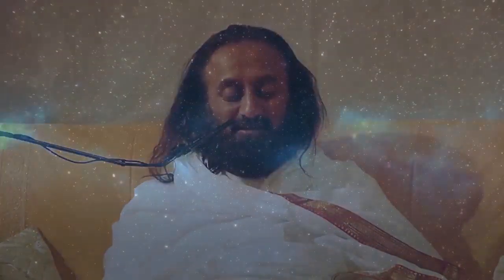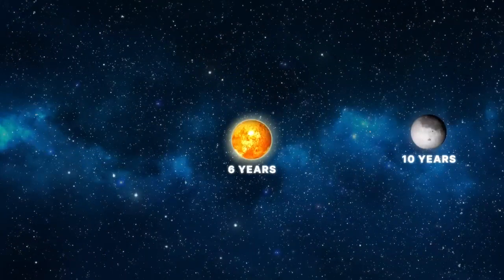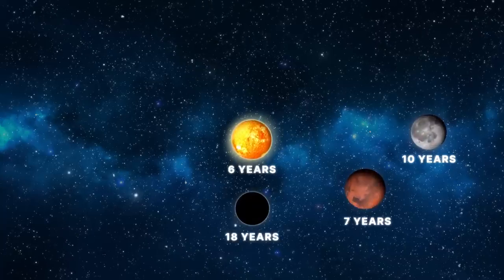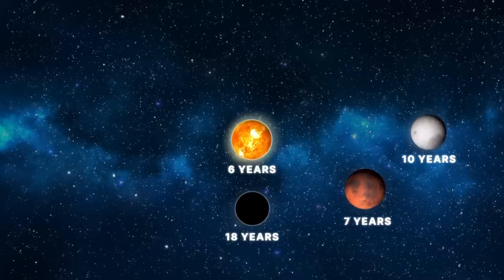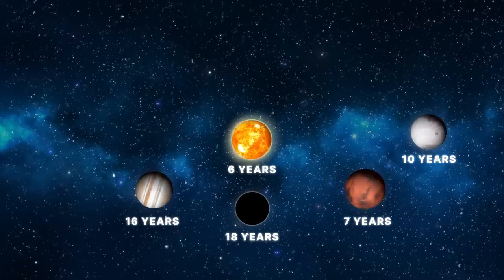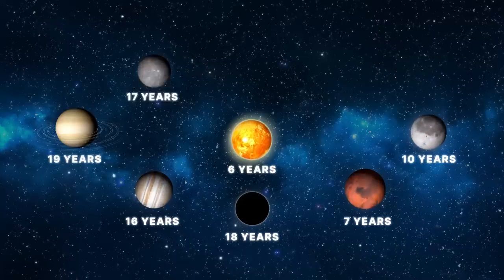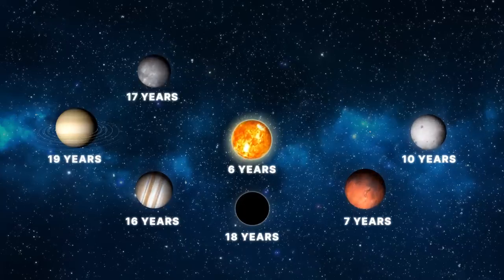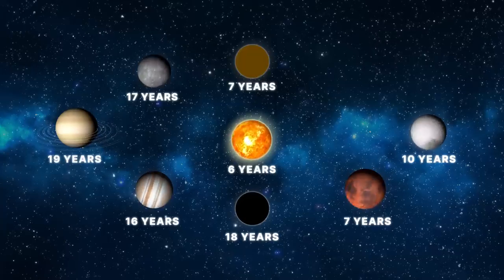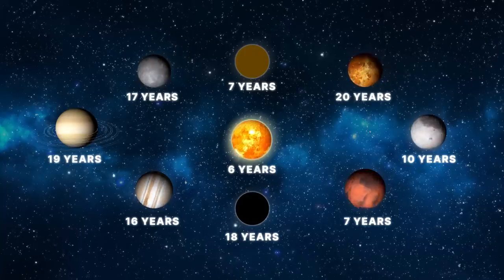So how does the period of the planet begin? Sun is 6 years. Moon is 10 years. Mars, 7 years. Rahu, the node of the moon, is 18 years. After that comes Jupiter, 16 years. After Jupiter comes Saturn, which is 19 years. Mercury, 17 years. After Mercury comes Ketu, which is 7 years. After that comes Venus, 20 years.